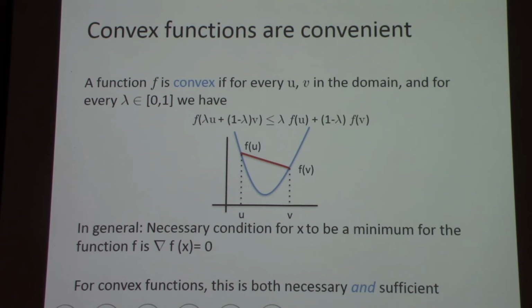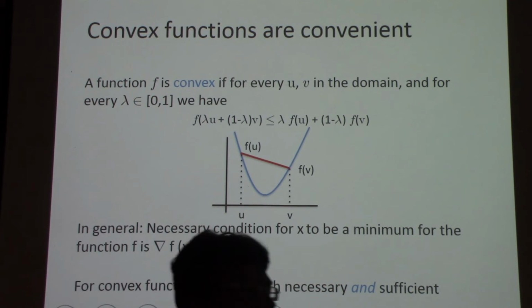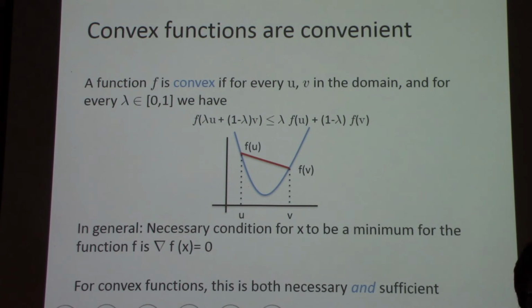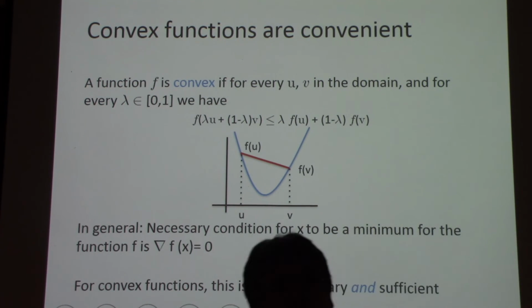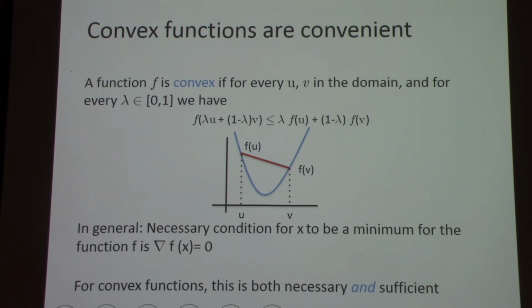How many people have seen convexity before in some other context? About half the class. So for the rest of you, this may or may not be the most obvious thing in the world, but I find it useful, when I'm trying to reason about convexity, to think of the one-dimensional case. Very often your intuitions carry over.